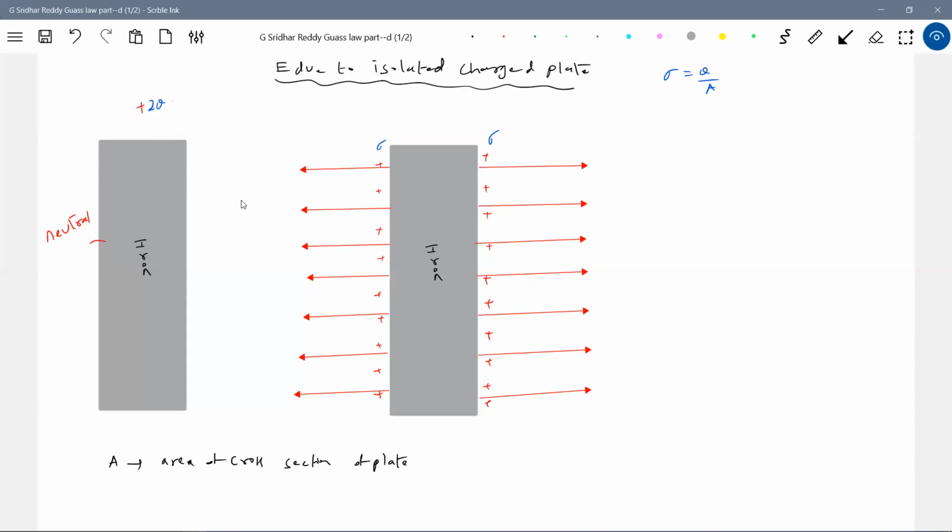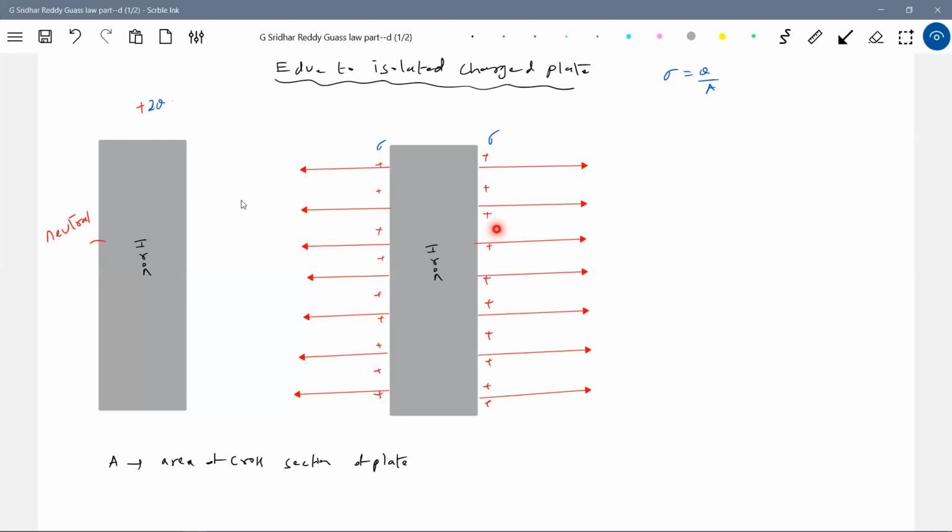And how to calculate this field? Can we apply Coulomb's law? The next question comes: can we take help of Coulomb's law? The answer is no. Coulomb's law can be used to find the field only for a point charge. Then who is going to help us? Definitely Gauss's law here.